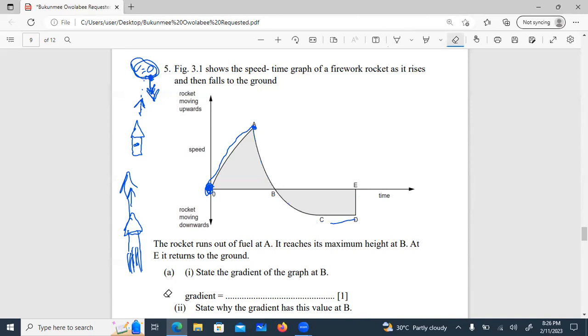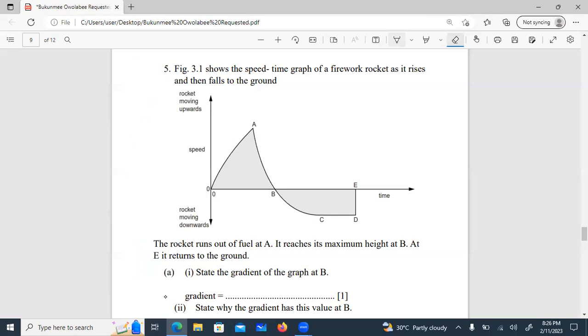Good. So this point A does not mean that the rocket starts falling, no. This point A is the point where all the combustible material has been exhausted, okay? But it does not mean that the rocket starts falling. It keeps moving upward, but at reduced speed.